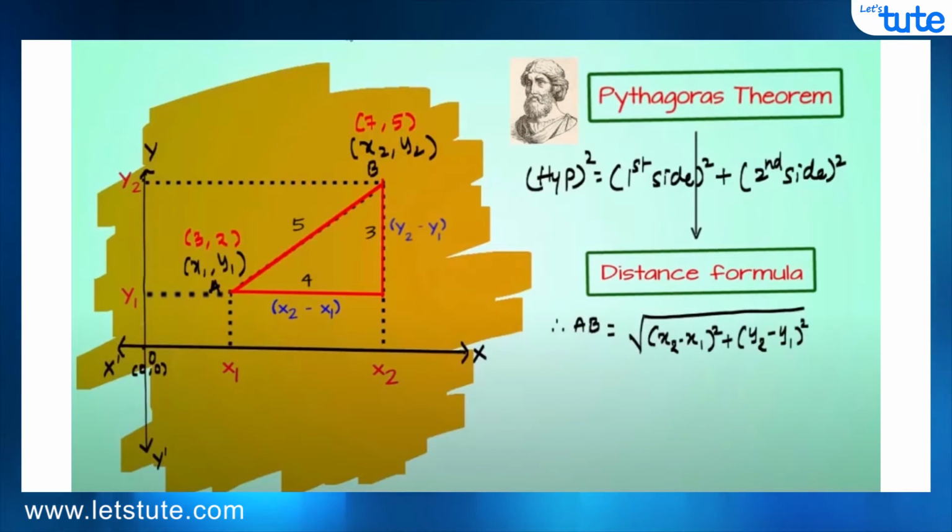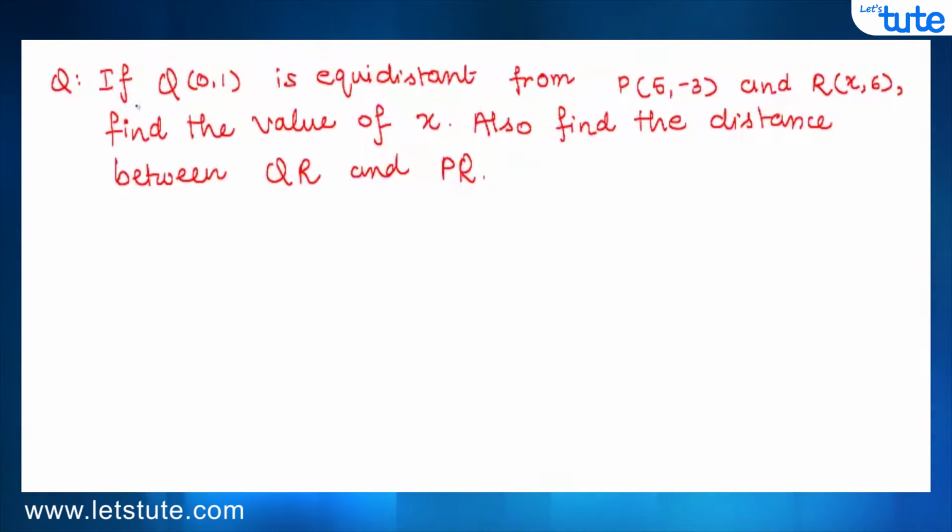let's move on to this question. It says, if Q(0,1) is equidistant from P(5,-3) and R(x,6), find the value of x. Also find the distance between QR and PR. First of all, let's gather the information given in this question.